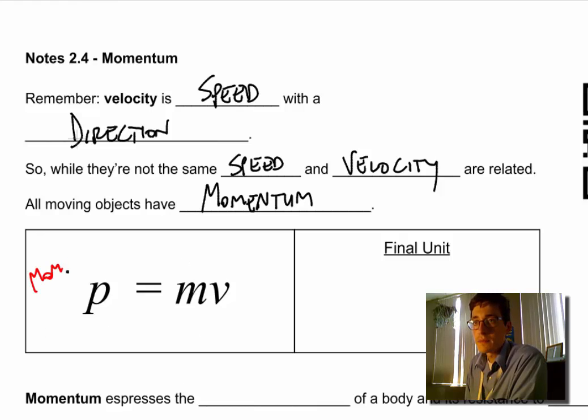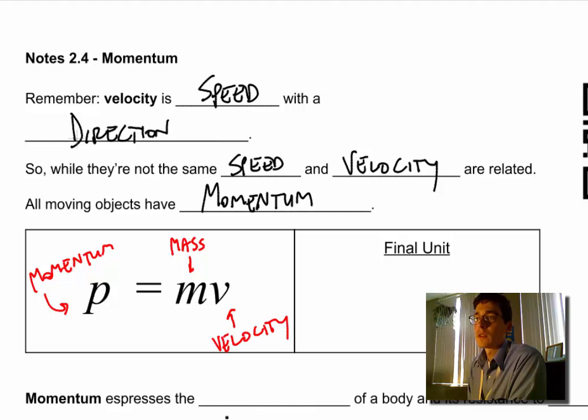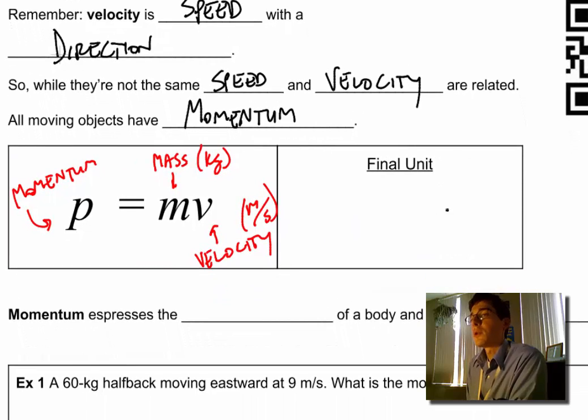P is momentum. P is the symbol for momentum. M is your mass. So how heavy is that? How much stuff is there? And V, probably guessed by now, is velocity. For your units here, remember mass is given in something like kilograms or grams or some standard unit, and velocity is similar to speed, where its unit is meters per second. So our final unit, when we multiply mass times velocity, is kilograms times meter over second.